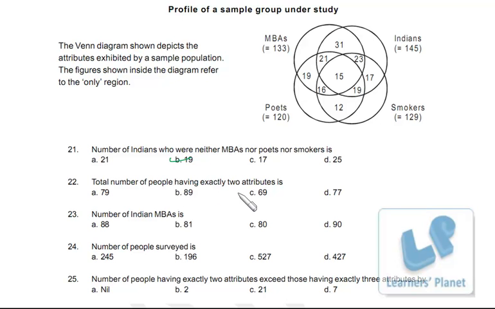Total number of people having exactly 2 attributes. That means we have to find out the total value where the data is shared between exactly 2 circles. So I can take this 31, that is shared between MBAs and Indians, exactly 2 circles. Similarly this and this. So these are exactly 2. So this is 50, 60, 70 and 79. Simple.